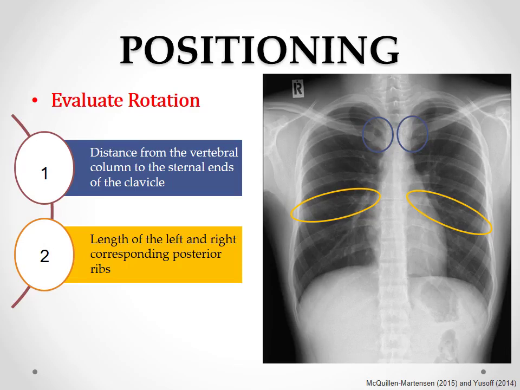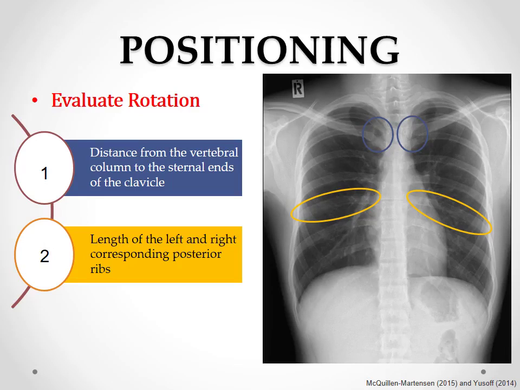radiograph. We can detect rotation by comparing the distance from the vertebral column to the sternal ends of the clavicle. On a rotated PA chest, the sternal clavicular end that demonstrates the most vertebral column superimposition represents the side of the chest that is positioned closest to the IR.